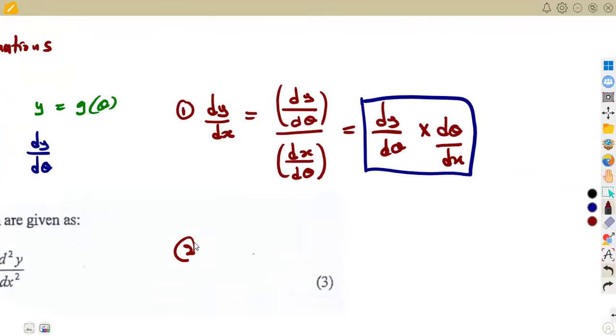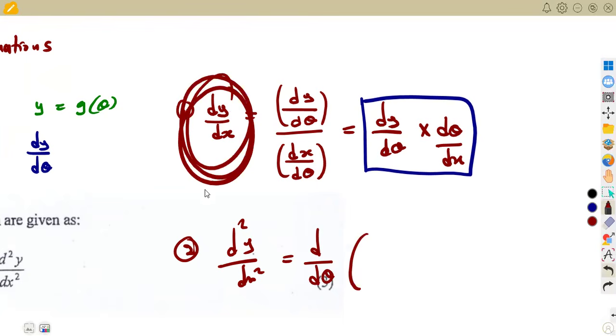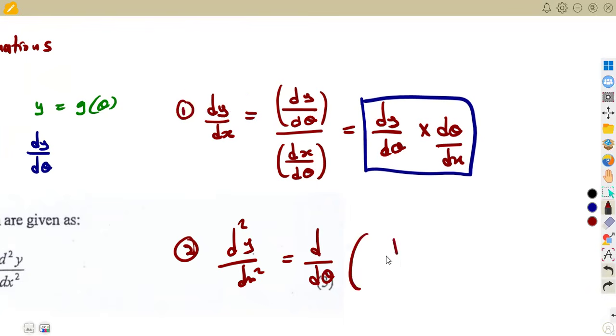And also they can ask you for the second derivative of y with respect to x. So this is given as the derivative with respect to, let's say we are talking in terms of theta. So it's going to be d/dtheta of the derivative that you calculated before, which is dy/dx. All right.